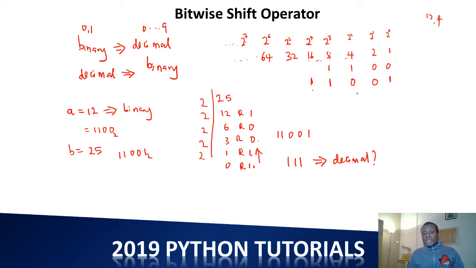So we simply write it 1 1 1 and add it: 4 plus 2 plus 1. 4 plus 2 is what? Is 6. 6 plus 1 is 7. So in the same way, if you are given any other number, let's say 1110, you simply write it in the same way and then add the numbers where you have 1.